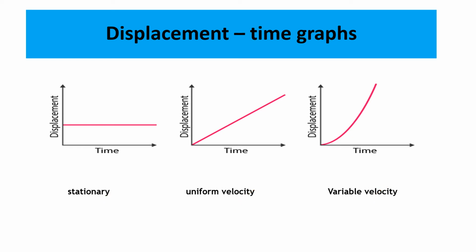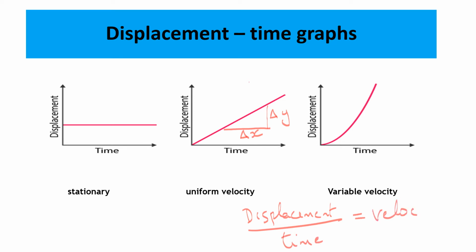The gradient of a distance time graph gives you the speed, which is a scalar quantity, since distance is a scalar quantity. But the gradient of a displacement time graph gives you the velocity. If you take the gradient of this graph, this is delta y and this is delta x. What will be the gradient or the slope of this graph? Displacement divided by time. What is displacement divided by time? That is velocity. Therefore, the gradient of a displacement time graph gives you the velocity, which is a vector quantity.